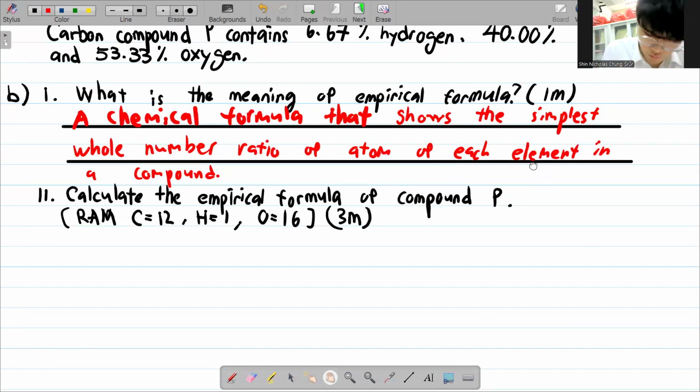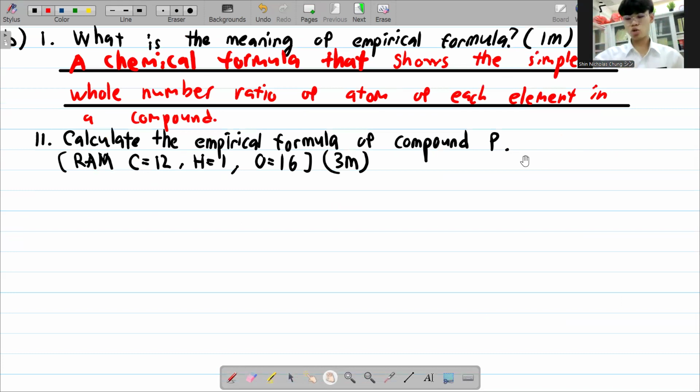Next, finally, the table where you actually get 3 marks, which is very, very important. So first of all, of course, you're going to label everything first. So you have your element.